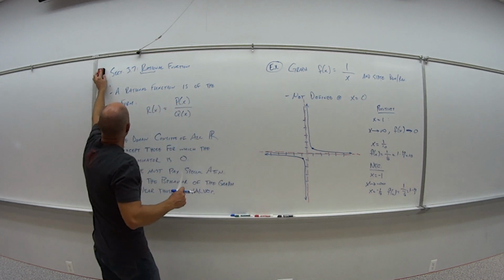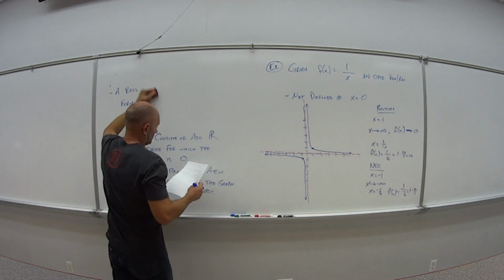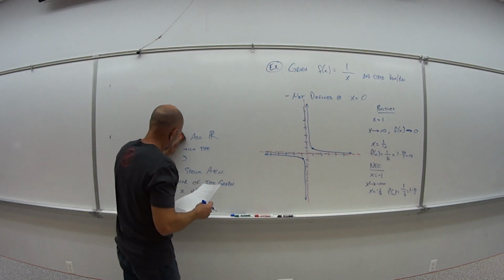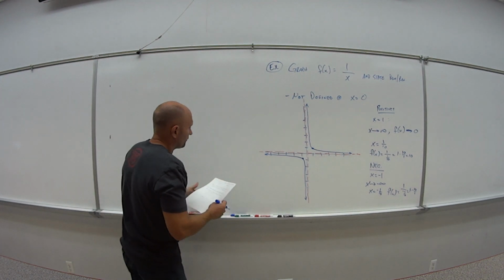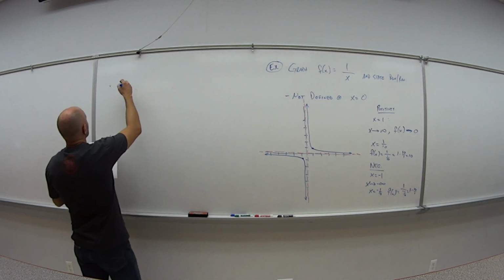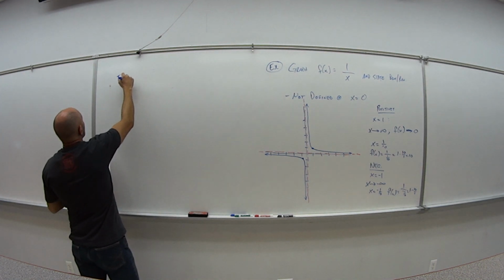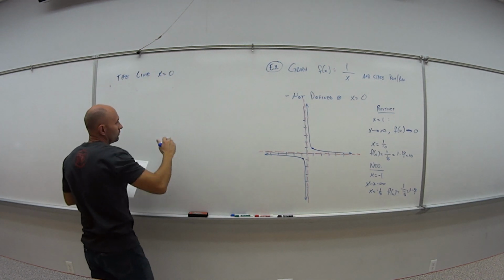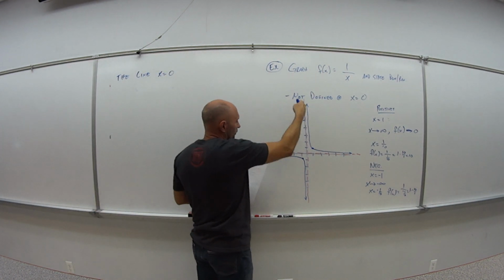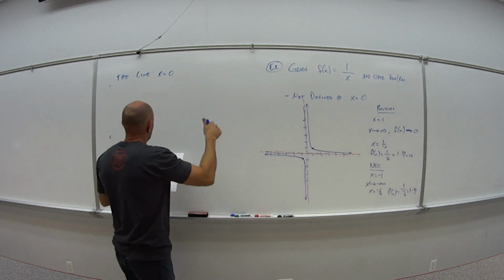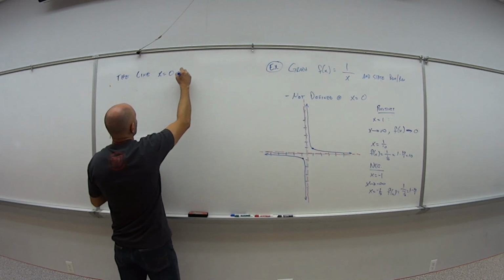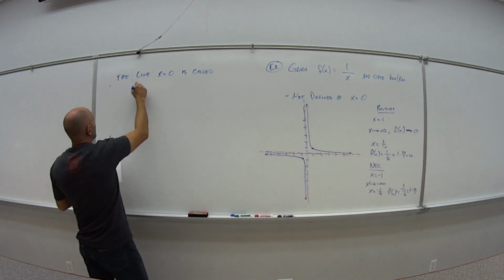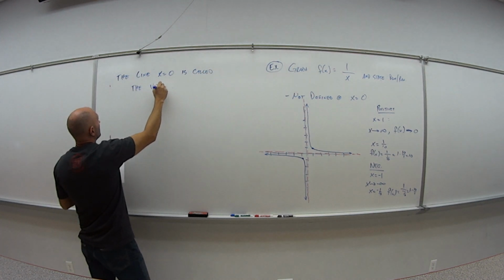So, as I said, these red lines are what's called asymptotes. In this particular case, the line x equals 0, which means what? x is 0, that's my y-axis. So the line x equals 0 is called the vertical asymptote.